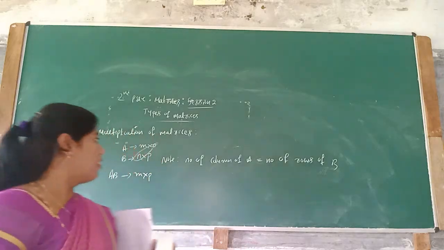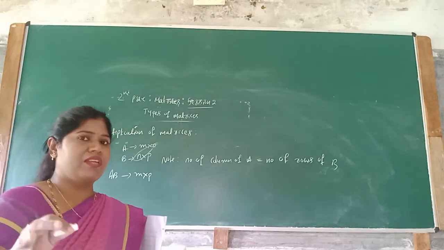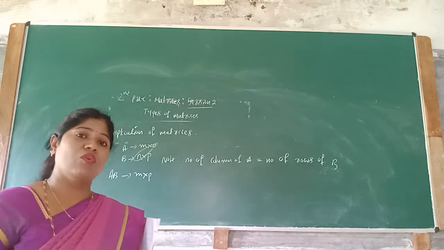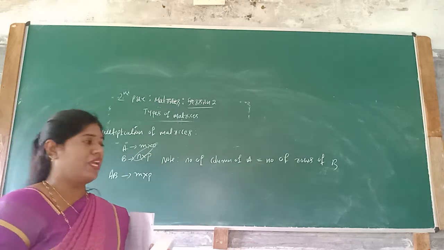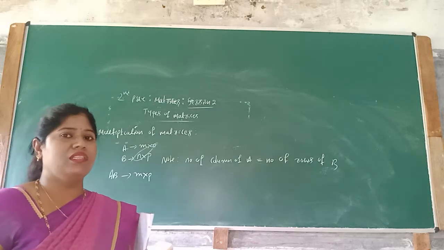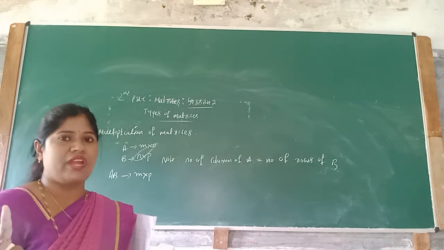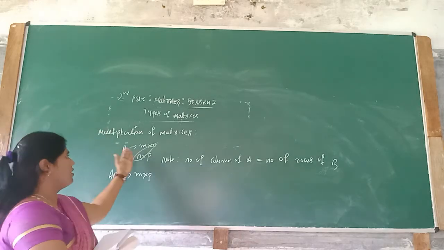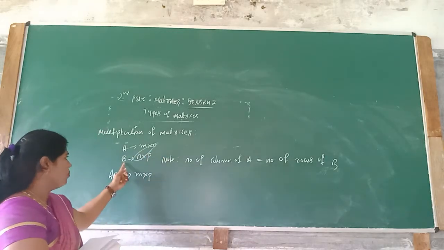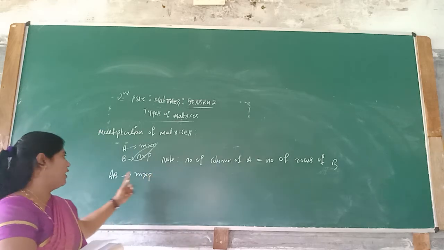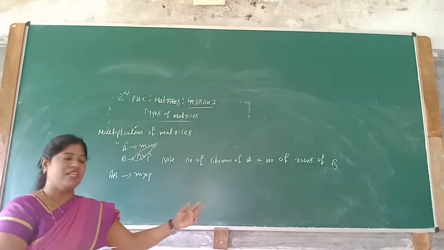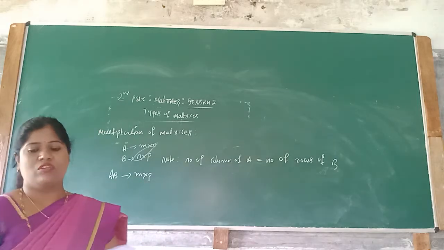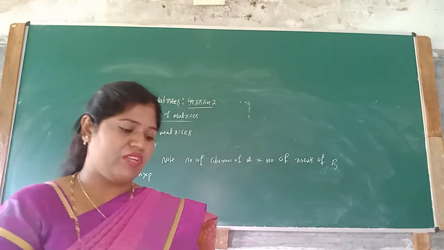In the matrix A, we have to check the columns, and in the matrix B, we have to check the rows. If the columns of A equal the rows of B, then only the matrix AB is defined. Otherwise, it is not going to be defined. Like this, A is a matrix of order m cross n, B is of order n cross p, then AB is defined and is of order m cross p. Let us illustrate with an example.